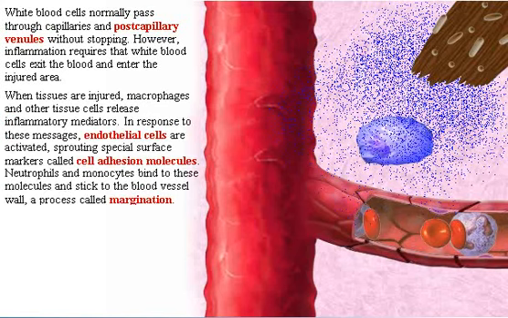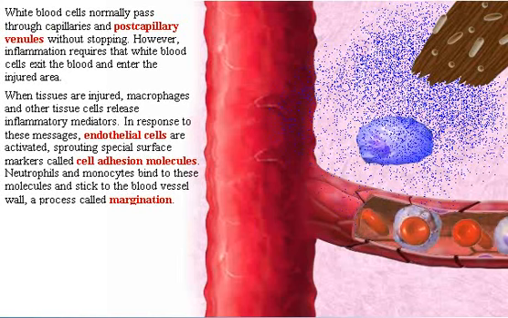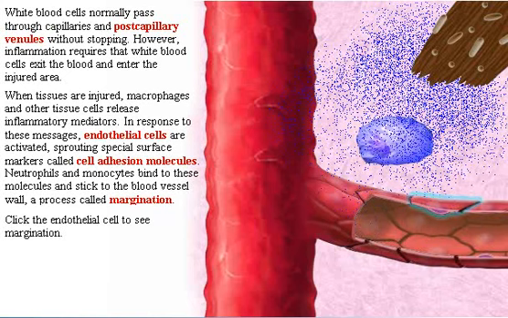When tissues are injured, macrophages and other tissue cells release a variety of inflammatory mediators. In response to these messages, endothelial cells are activated, sprouting special surface markers called cell adhesion molecules. Neutrophils and monocytes bind to these molecules and stick to the blood vessel wall, a process called margination. Click the endothelial cell to see margination.